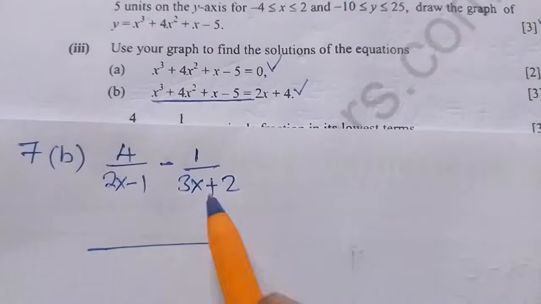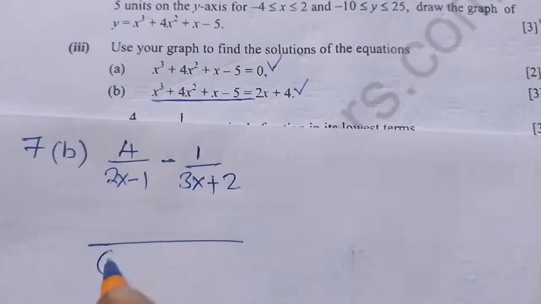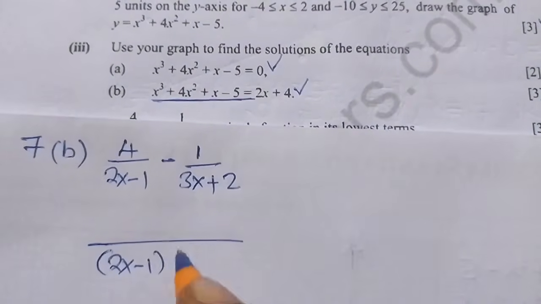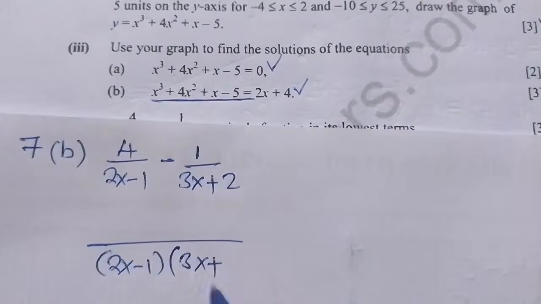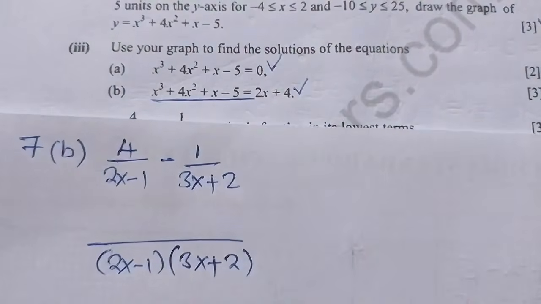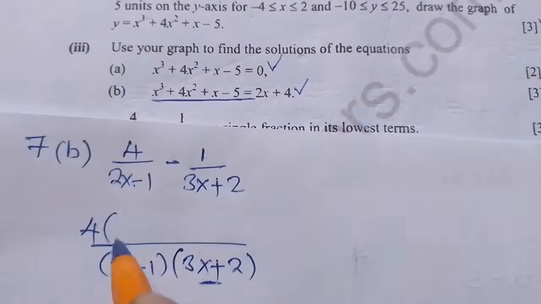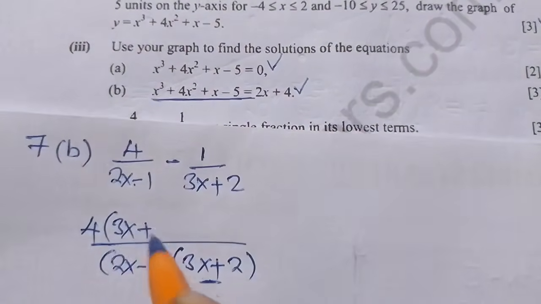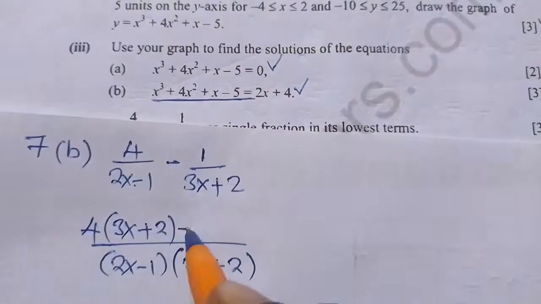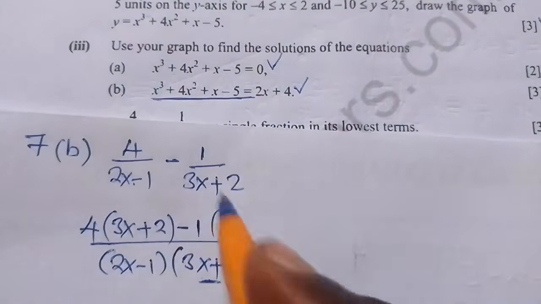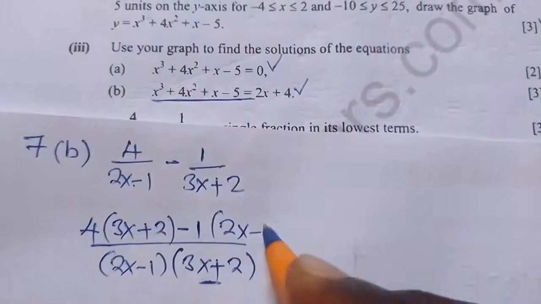Common denominator, you drop these, so you just drop them. That is 2x minus 1, 3x plus 2, like this. This is what you're going to do. This one into that one, it will be cancelled. You're going to remain with this one times 4. That's why we say 4, then we say 3x plus 2, then minus 1. Then this one will go with this one, which will be 2x minus 1.